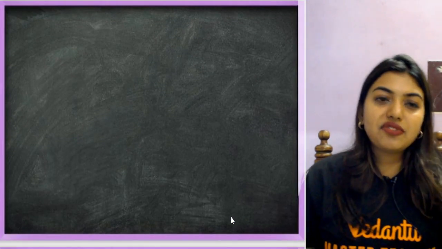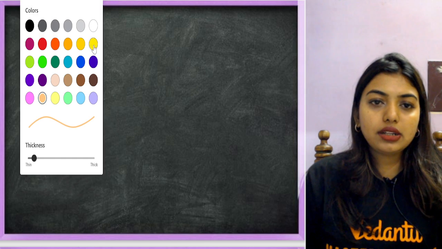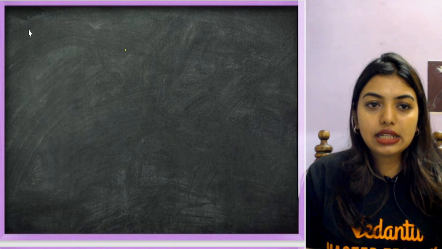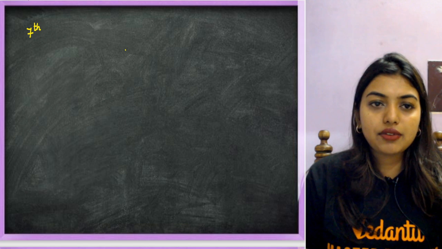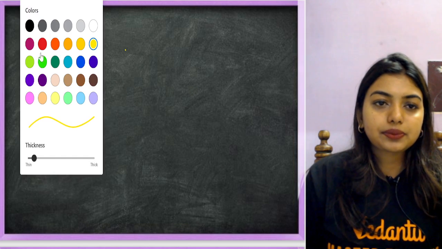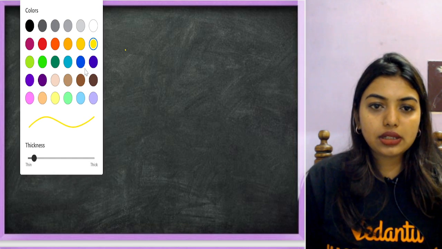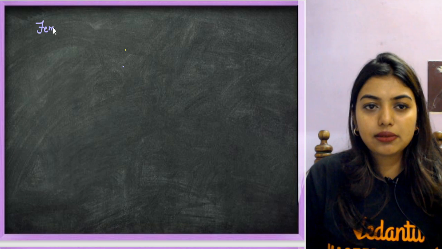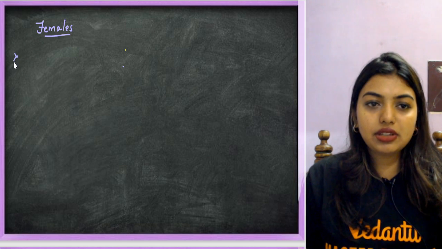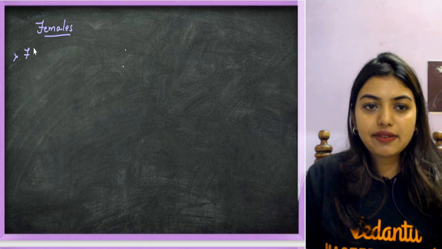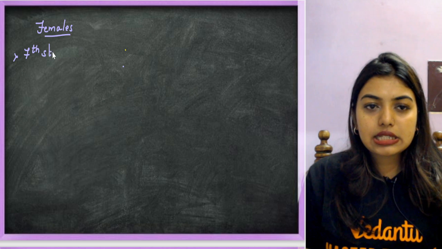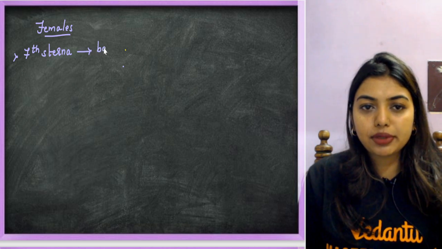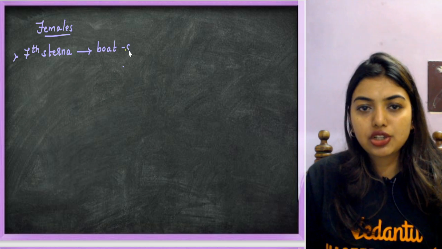Now here, students, a very important box we are going to write. First we'll write in females. Let's use another color. I'm trying to write as neatly as possible, but it is difficult with this pen. So in females, the 7th sterna is what shaped? Boat shaped.